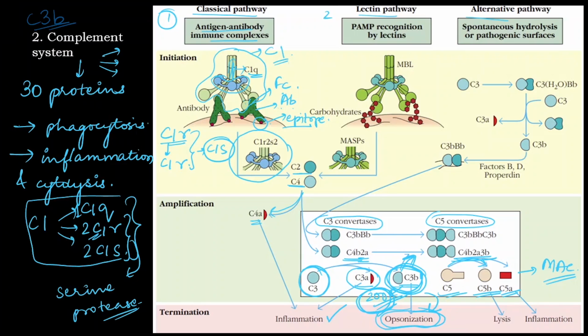Now the second is the lectin pathway. In the lectin pathway everything is similar to the classical pathway, but some differences are there. What are those differences? First is the MBL, mannose binding lectin. If we see the initiation process in the classical pathway, we know that the antibody was recognizing the epitope. Here the lectins, these are the lectin molecules. What are lectins?